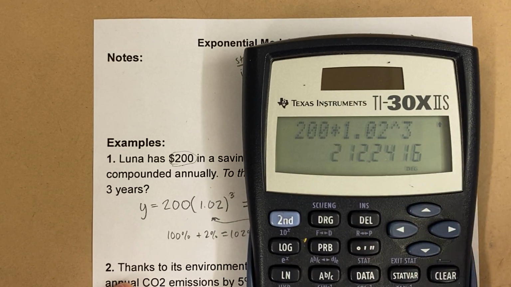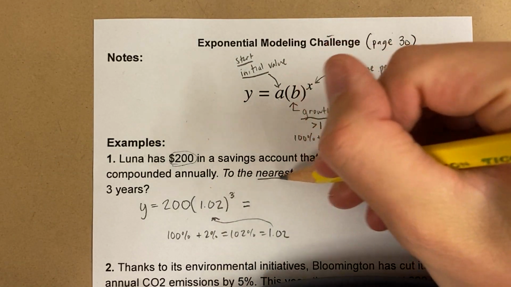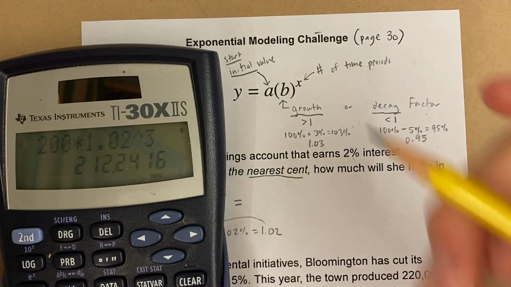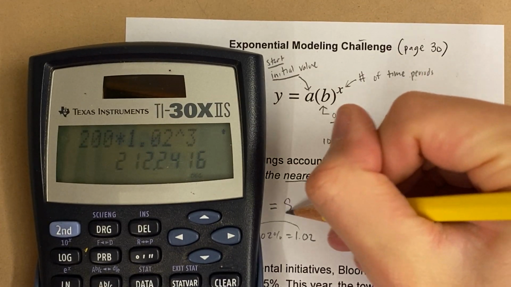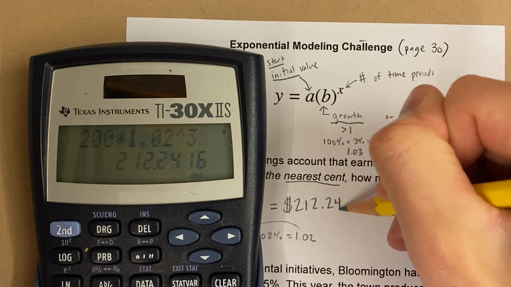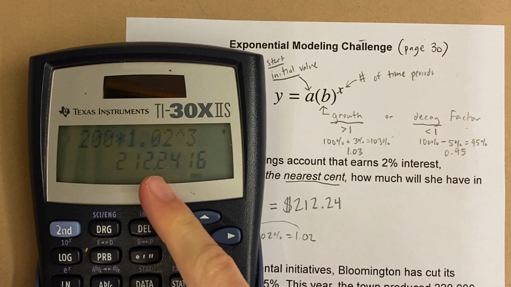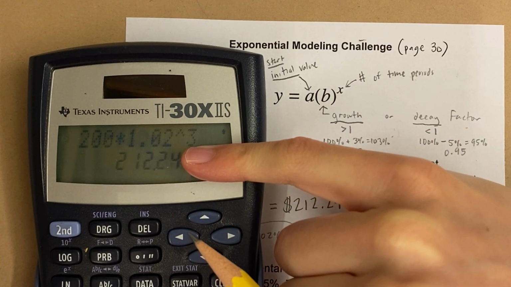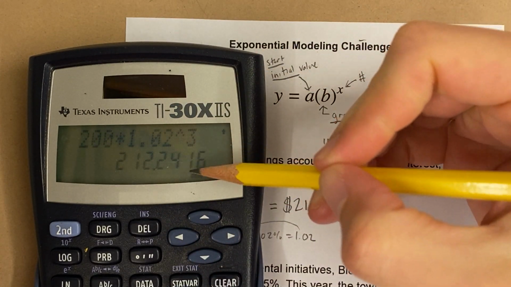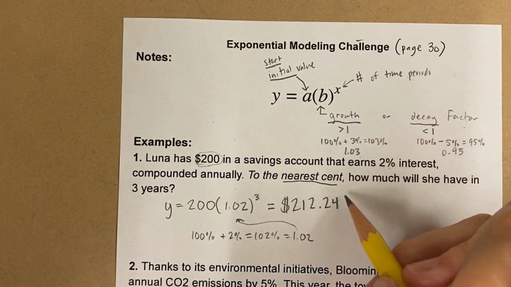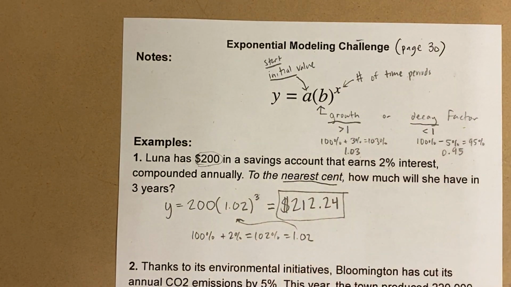Okay, there's my answer. Now, it says to the nearest cent, right? That makes sense. If we're talking about dollars and cents, I'm going to go to the nearest cent. So let's write this down. This is $212.24, right? Cents is like if I have something $7.99, it's the decimal point and then 2 numbers after. So I'm going to chop off that 16. Let's say this was a 7 or an 8, it would round this number up. But in this case, it's not. All right. So this would be my answer that I would put in IXL.